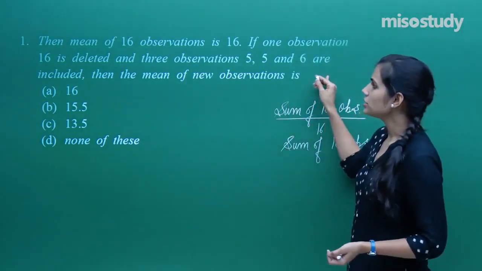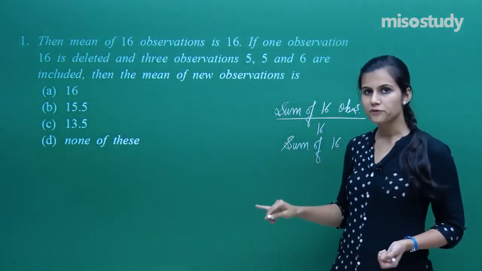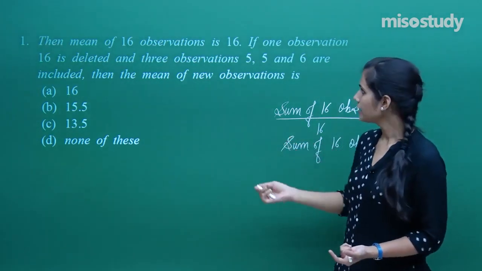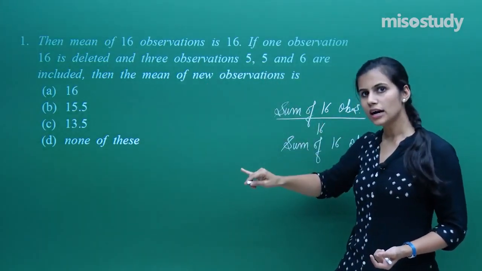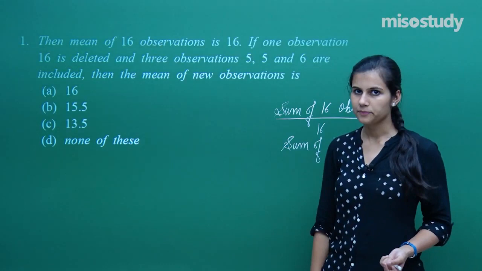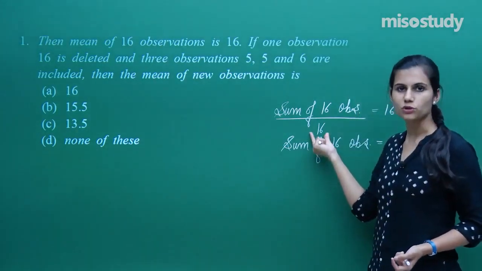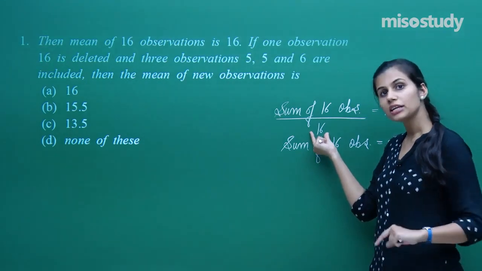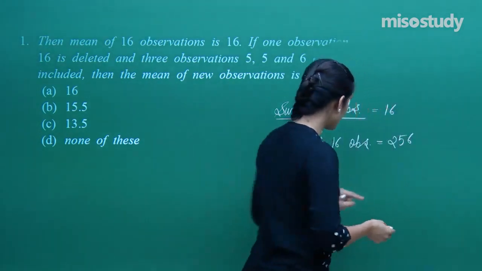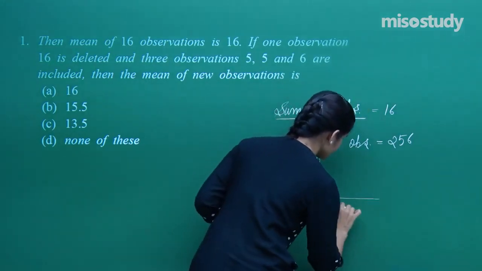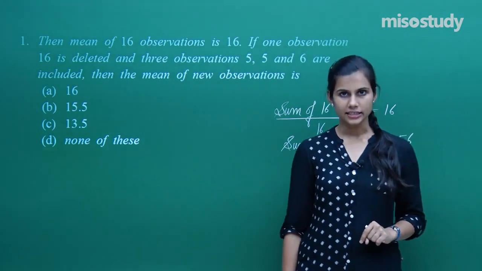If one observation 16 itself is deleted, that means now you are left with 15 observations, and 3 more observations are added. So 15 plus 3 gives you 18. You had 16 observations from which 1 was excluded, so you have 15 observations, and 3 are included, so you have 15 plus 3, 18 observations. Now the total number of observations is 18.